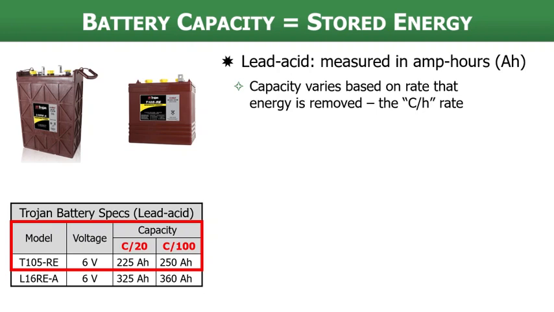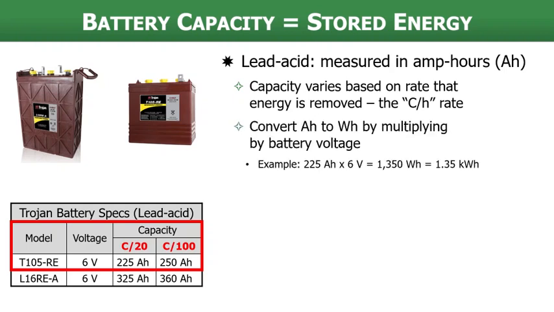With lead acid batteries, the capacity of the battery is going to vary depending on how quickly the battery is discharged. If it is discharged over 20 hours, a C20 rate, in this example, the T105, we could get 225 amp hours out of that battery. If we discharge it at a lower rate over a longer period of time, a C100 rate, we could get 250 amp hours out of the battery, so an additional 25 amp hours. If we discharge that battery at an even higher rate, say a C5 rate over a 5-hour period of time, we would have a lower amp hour capacity of that battery.